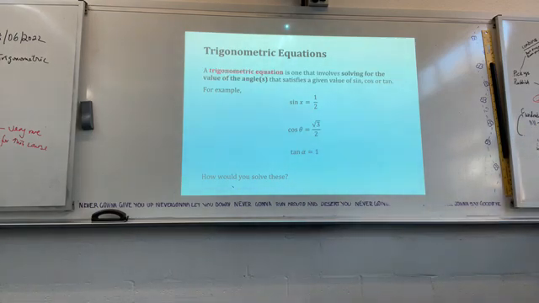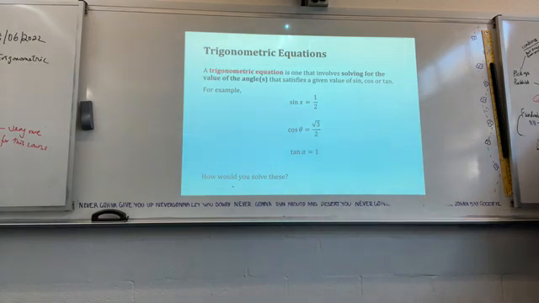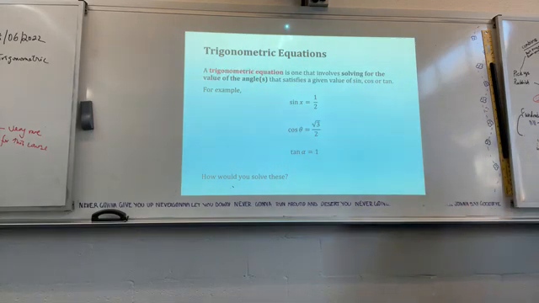Now, a trigonometric equation is one that involves solving for values of the angles that satisfy the given value of sine, cos, or tan. For example, sine x is half. What is x? Give me a value of x. 30 degrees. X equals 30.